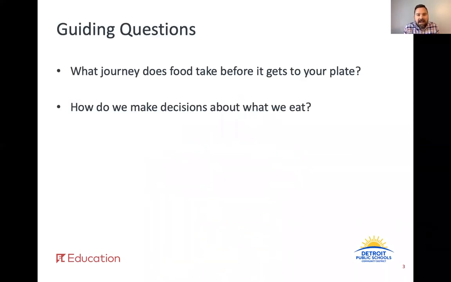Let's revisit our guiding questions. What journey does food take before it gets to your plate? How do we make decisions about what we eat? We'll continue to look at these questions, and we'll start to even answer them as we continue looking at the informational texts and articles that are in this week as well as the weeks to come.